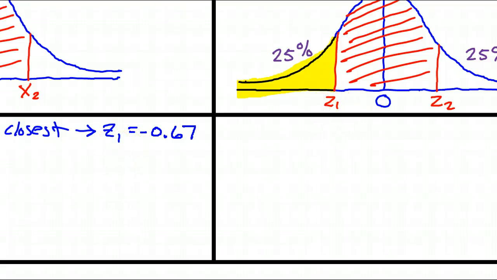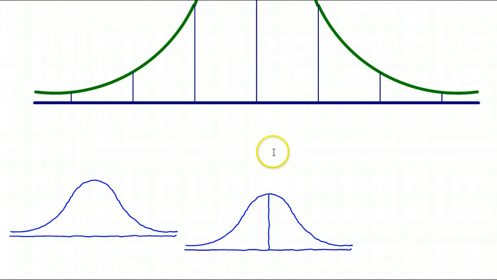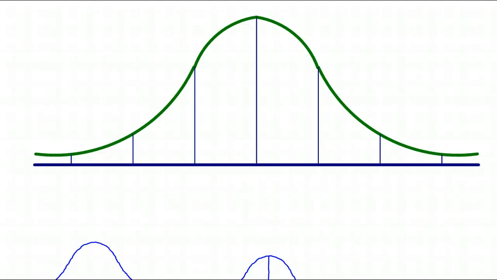We just found it. So let's go ahead and put z1 in its place of honor. This is negative 0.67. By the way, just for fun, negative 0.67 is less than 1 standard deviation over, so that would be maybe here somewhere. This would be negative 0.67.